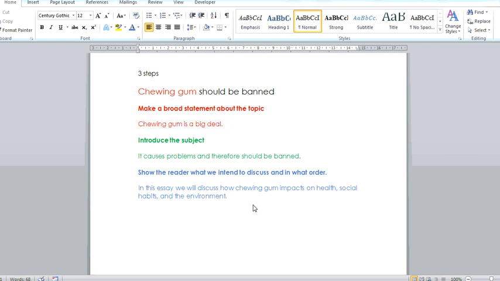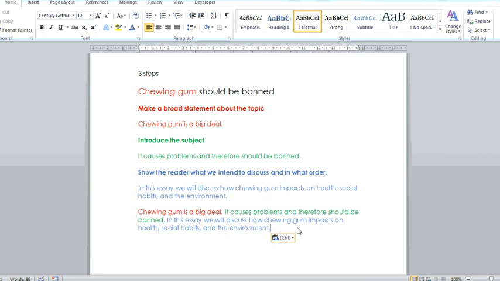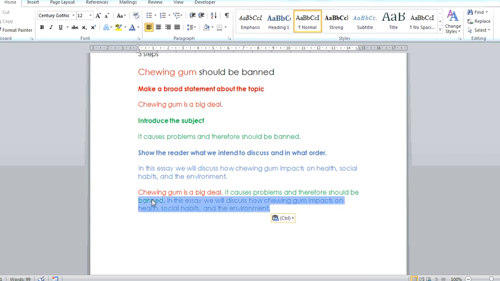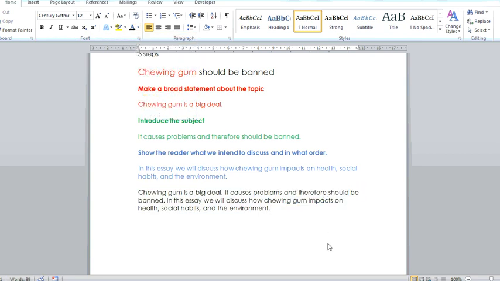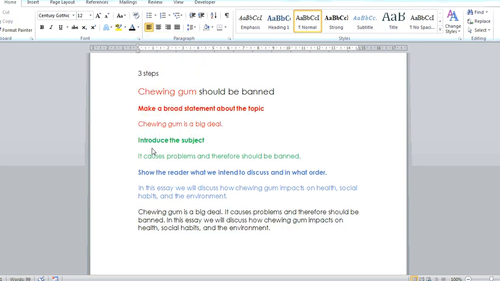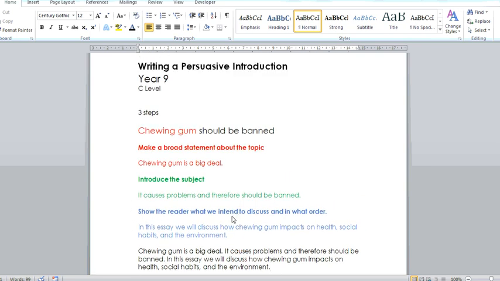Now, I'm just going to move each of these sections down. Chewing gum is a big deal. It causes problems and therefore should be banned. In this essay, we will discuss how chewing gum impacts on health, social habits, and the environment. Now, once those are all together, I have a C level Year 9 introduction. Done. So make sure that you have followed each of those three steps with your own topic, and you'll be well on your way to completing your first persuasive essay.